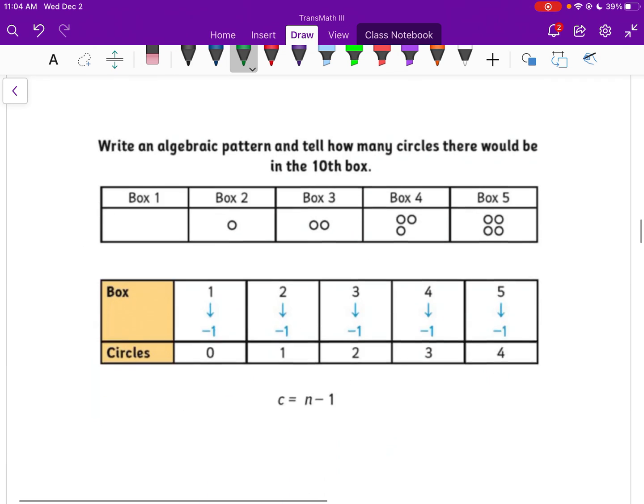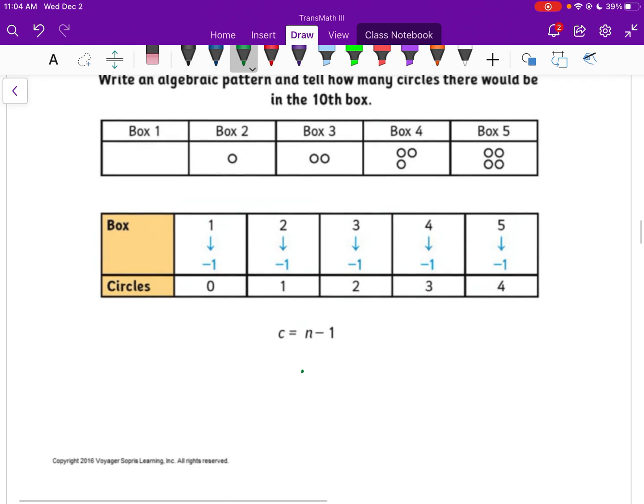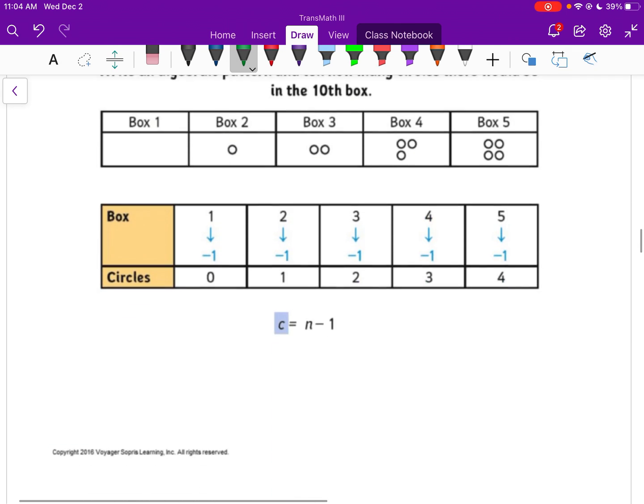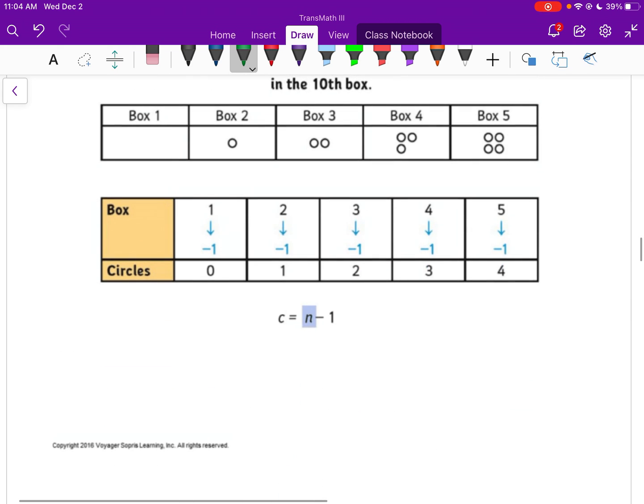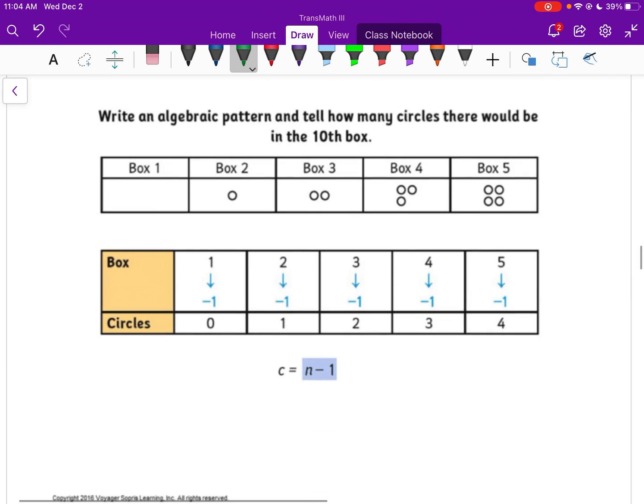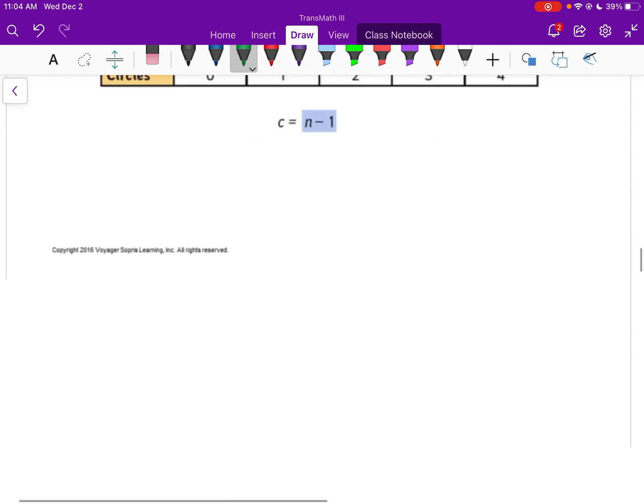Okay, so we're going to define what the box number is, which would be n in this case. The number of circles would be c. So the number of circles is equal to the box number minus 1. Okay, so that is the equation that follows the pattern that we are given. So, again, the number of circles is equal to the box number minus 1, and that will give us the number of circles.